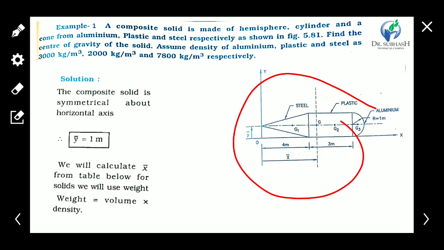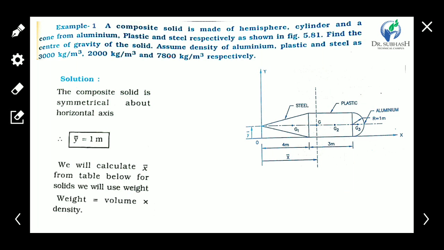We have to find the center of gravity from a reference axis. The reference axis is not given, so we consider the reference point 0 here at the cone end. This horizontal axis passes along the datum or base of this composite solid. This is our reference point from which we calculate the center of gravity of the given object.